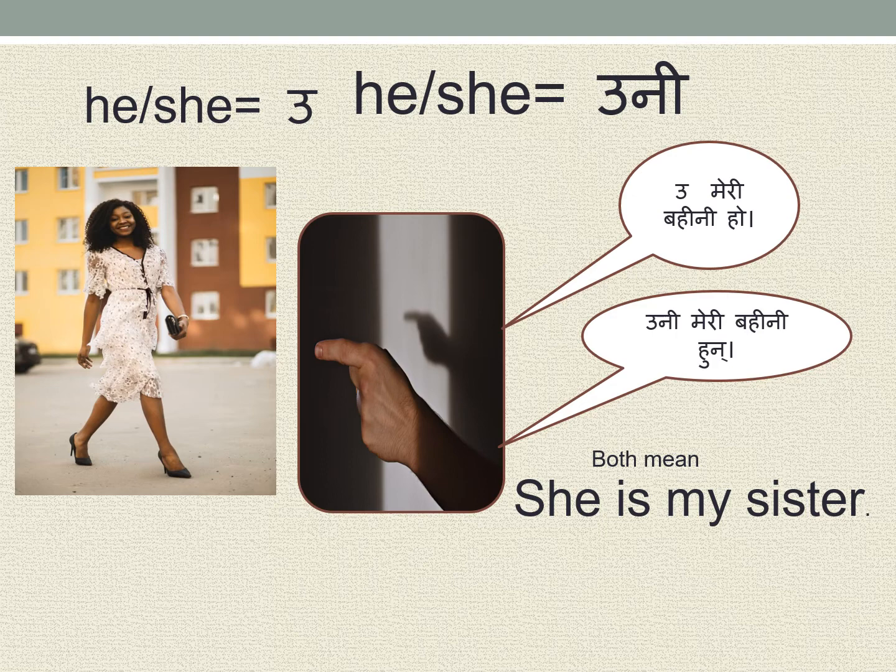Uni, this is the medium form which is used for a younger person regardless of their gender, as both u and uni mean he or she. Both can replace each other, but in general uni is more respectful than u. So for example, u meri bahini ho and uni meri bahini hun. Both mean she is my sister.